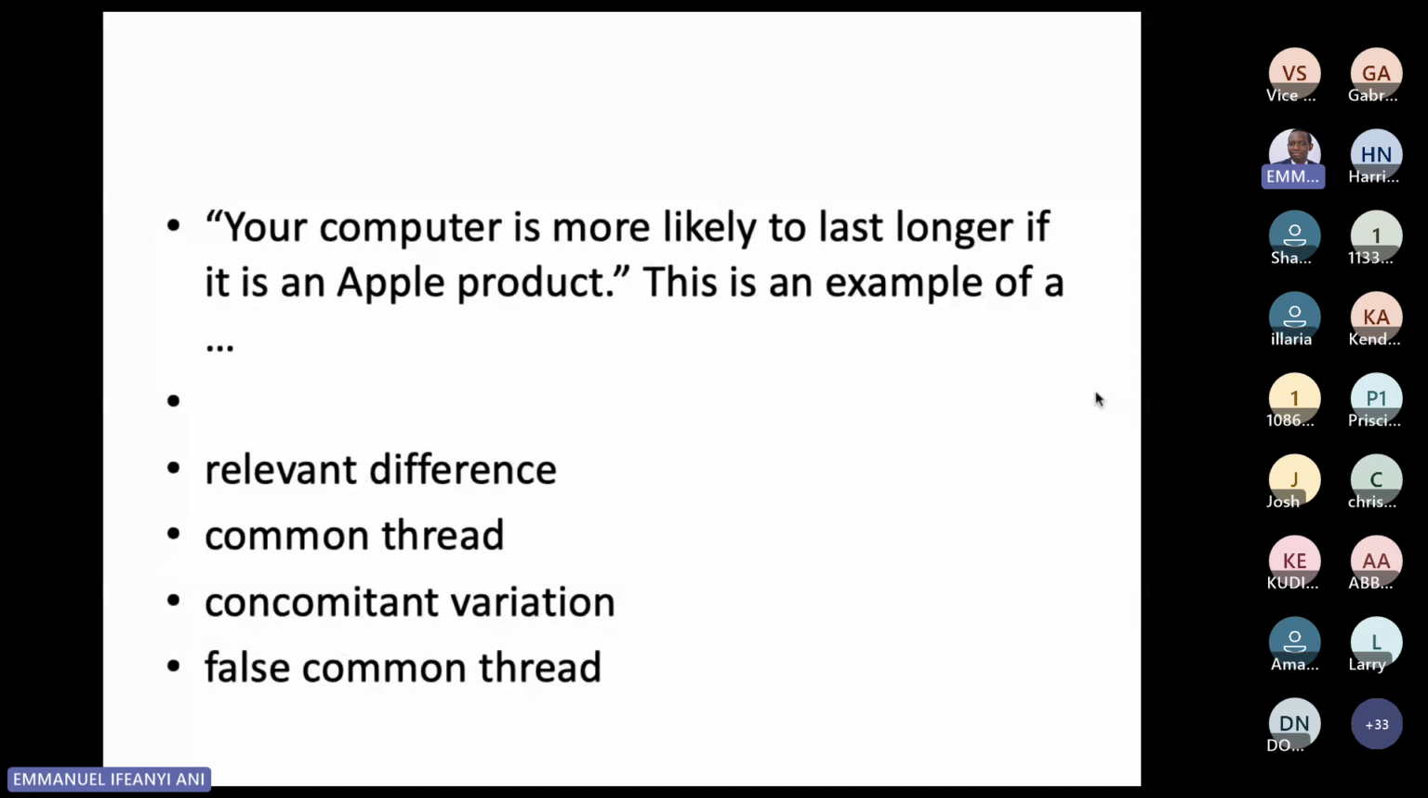Okay, so the answer is concomitant variation. Now it is concomitant variation because the manufacturers of Apple products have invested more of whatever makes hardware last longer compared to the other products. So it is concomitant variation because every company might have used it, but some companies have put more quantities of it than the other. So the answer is concomitant variation.